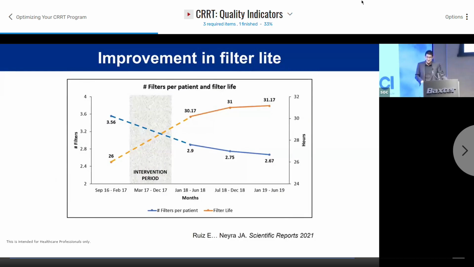Just to put some examples of these KPIs that we were able to improve with just a few months of quality assurance. Now, this is the interesting thing: what's the value of this? I'm just going to use the example of filter life. Filter life, as I told you, went up from 26 to 31 hours, and you see the graphic representation there in orange. And the number of filters used per patient, despite the treatment duration being the same, went down from 3.5 to 2.67. So one less filter used per patient.